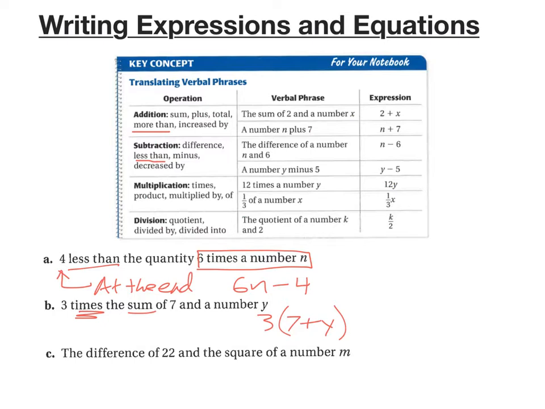Example C, we have the difference of 22 and the square of a number n. So we have the difference here of 22 and the square of n. So we're going to write that as 22, difference means subtraction, minus, and it's the square of n, so I'm going to put n squared.